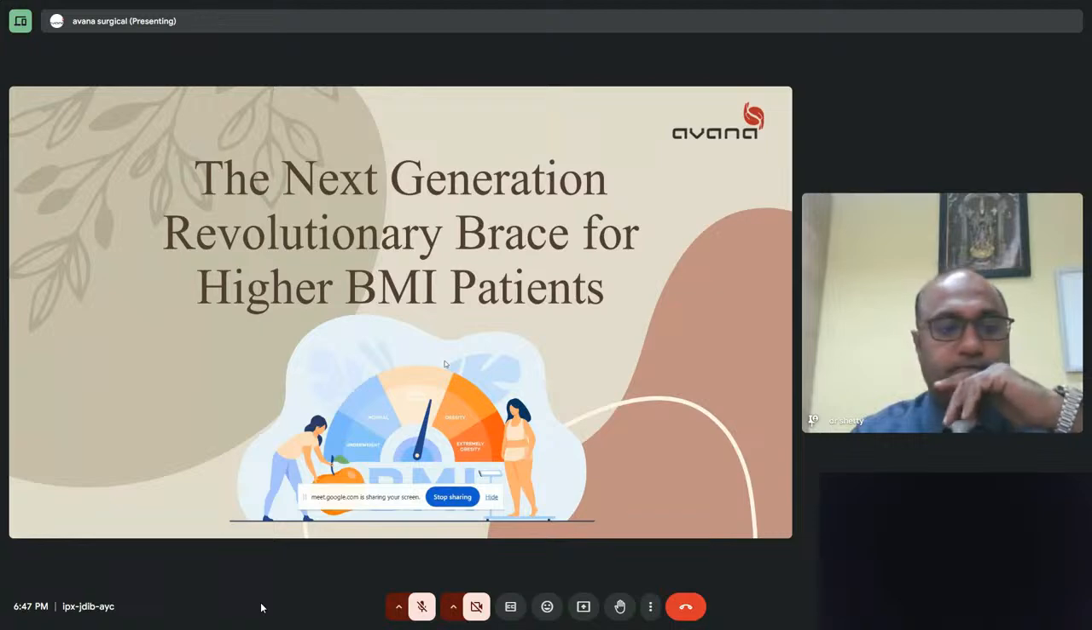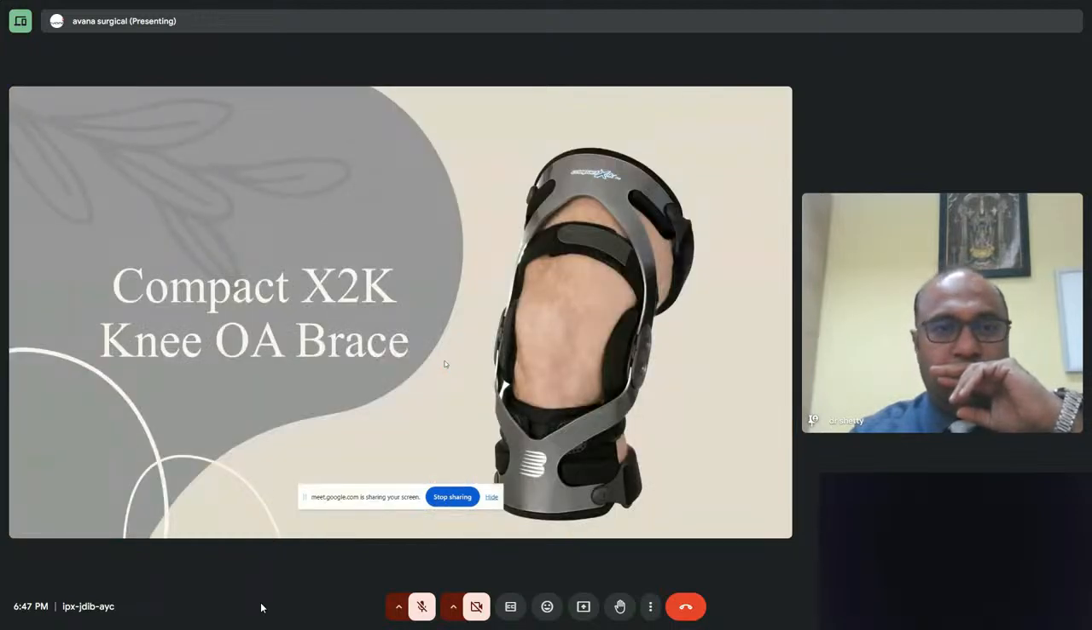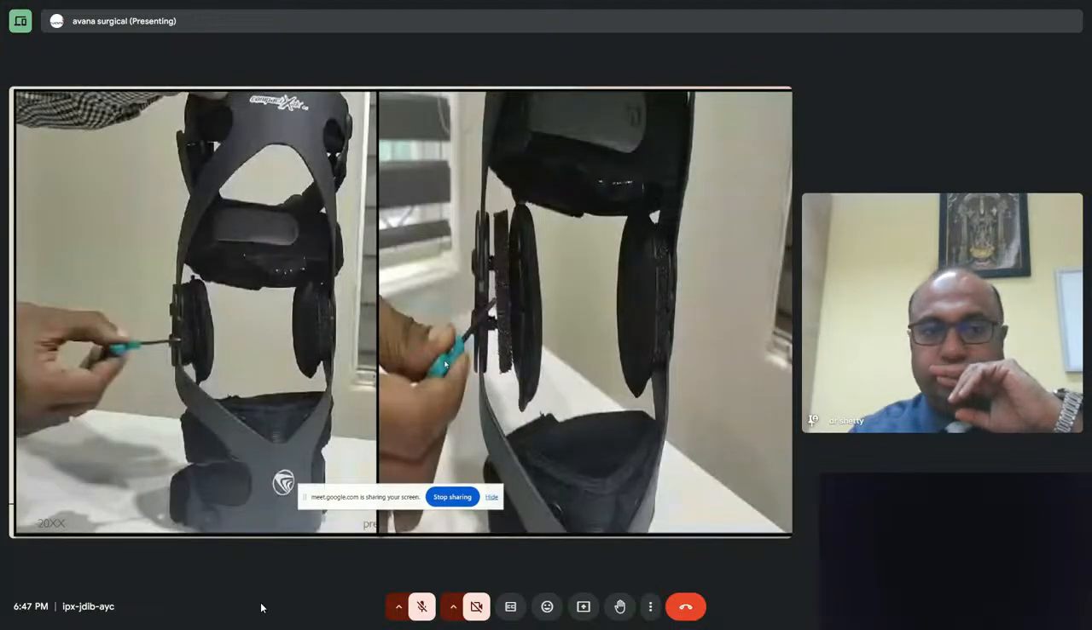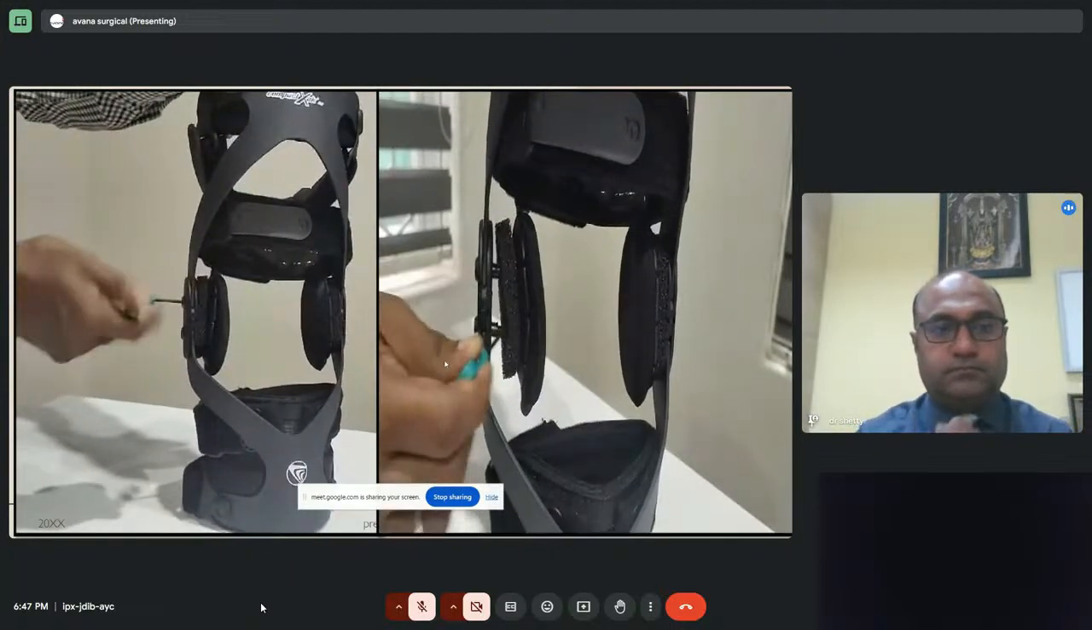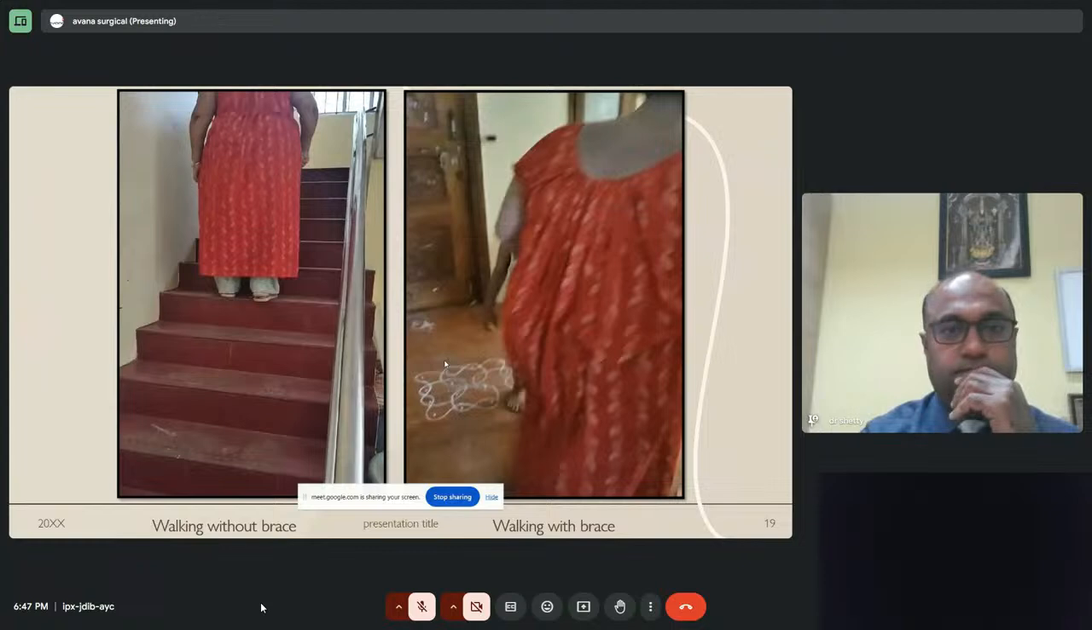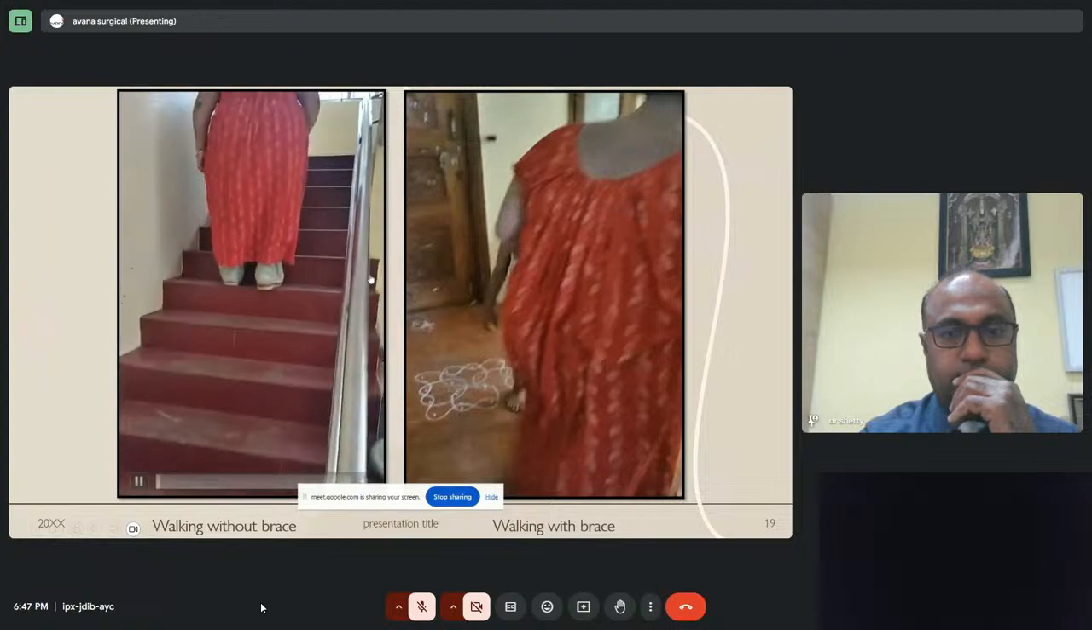There are different body types, right? For people with a higher body mass index, we have a different knee brace. It is the Compact X2K knee brace. There are two hinges available, and it's a unique offloading knee brace which can give superior pressure than Freestyle OA. So this is a real testimonial of a patient. Before using the brace, she was struggling to walk, and she was struggling to climb the stairs, as you can see over here.